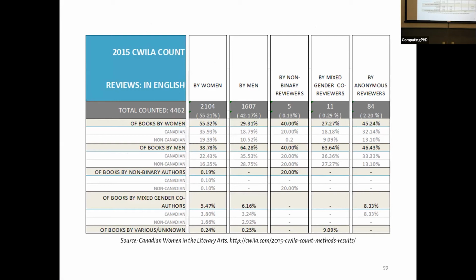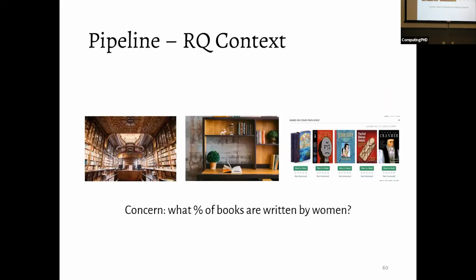And so the Canadian Women in the Literary Arts Organization, they do a census every year of the books that are reviewed in Canadian literary publications by gender of book author and gender of book reviewer to see numerically how is Canada doing in its literature industry on gender representation. So the question I have is, how is the recommender affecting this effort?